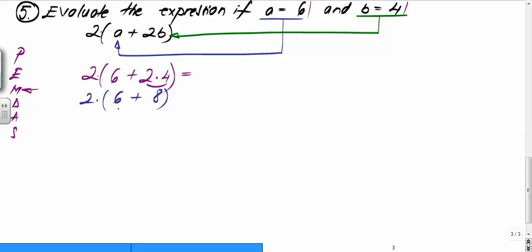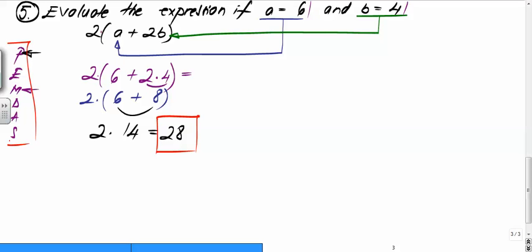Once again, order of operations tell me to go first with the parentheses. 6 plus 8 is going to be 14, and that will be doubled by my 2, right? 2 times 14 is going to be 28, and this is the answer to this problem. Remember, order of operations, and you will be fine.